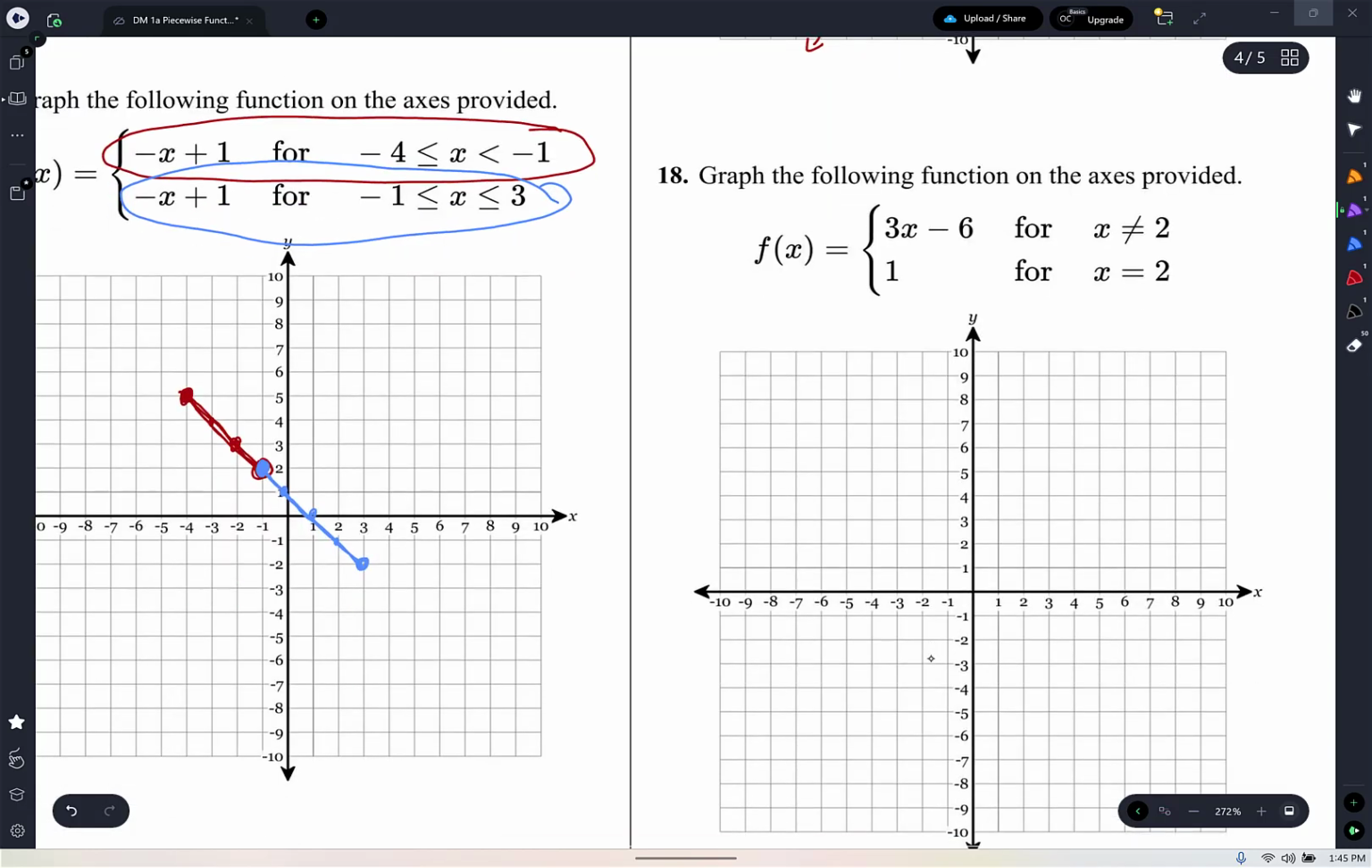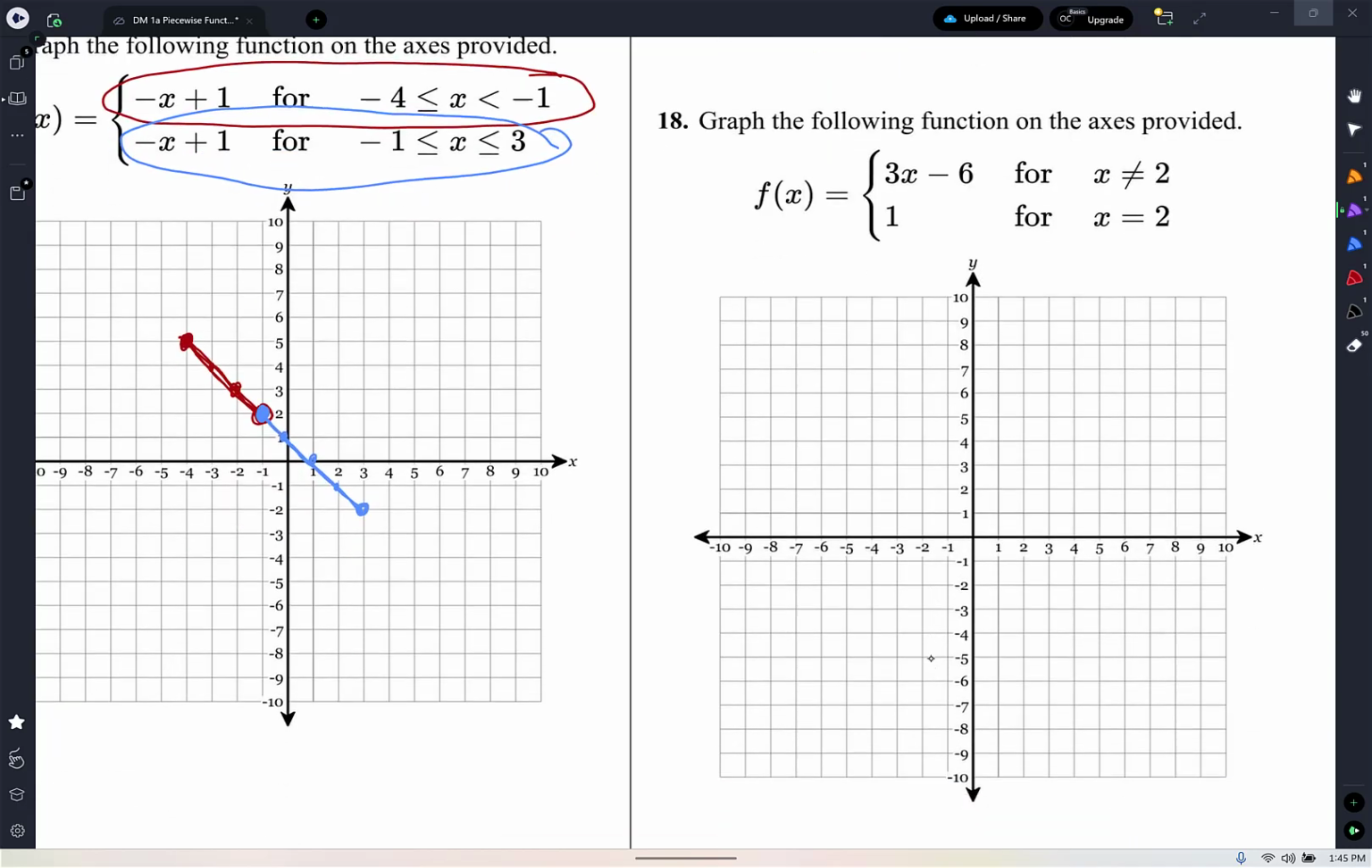Let's see what we got. Okay, so remember, this just means as long as x is not equal to 2, you graph this expression. But if x equals 2, you graph that. So the easiest one to do is, I'm going to do the point first. 2, 1. Done.